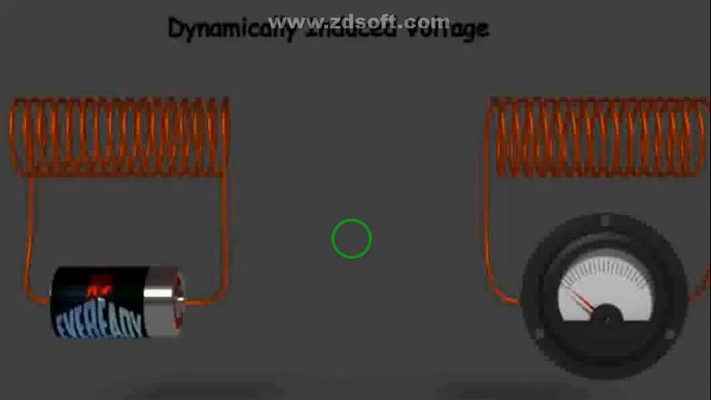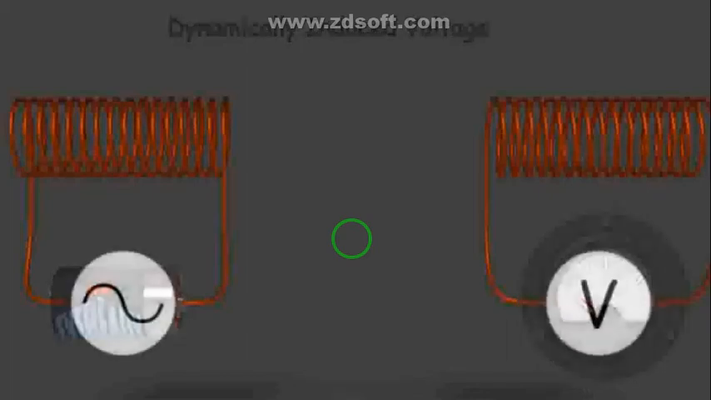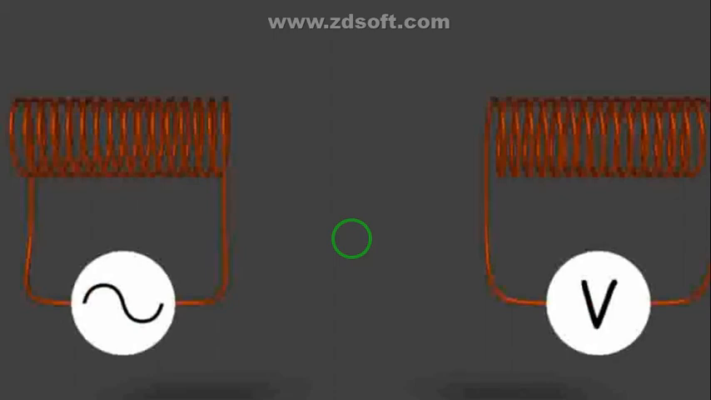To achieve this when both coils are stationary, we can replace the battery with an alternating supply, an alternating voltage, in the first coil. This alternating voltage will induce an alternating flux in the first coil, and that alternating flux links with the second coil, and an EMF will be induced in the second coil due to this alternating flux. Both coils are stationary, and this induced voltage is called statically induced voltage.